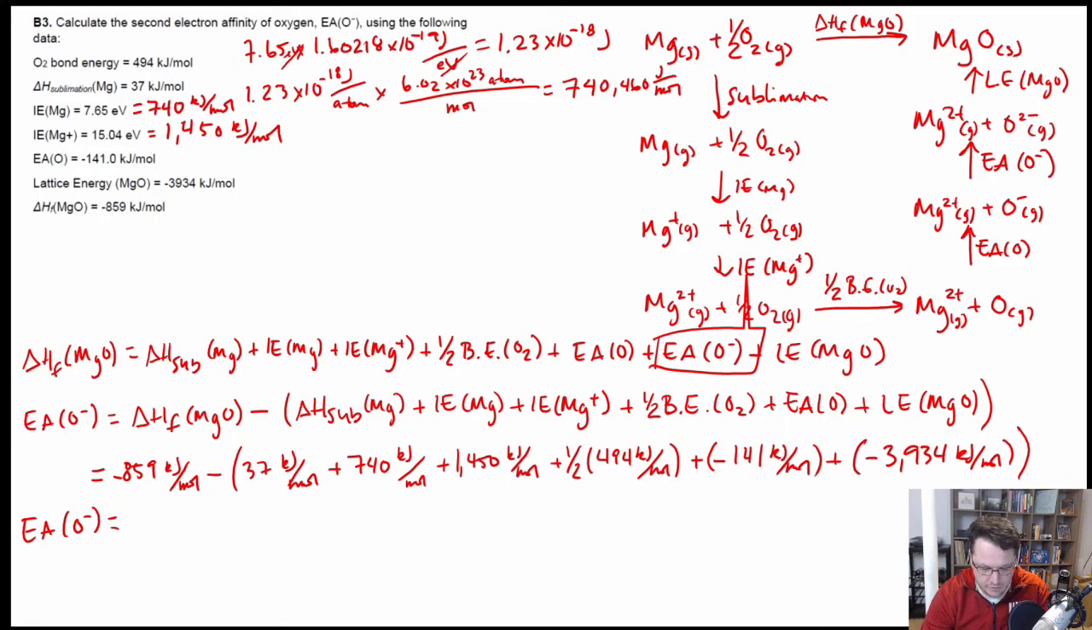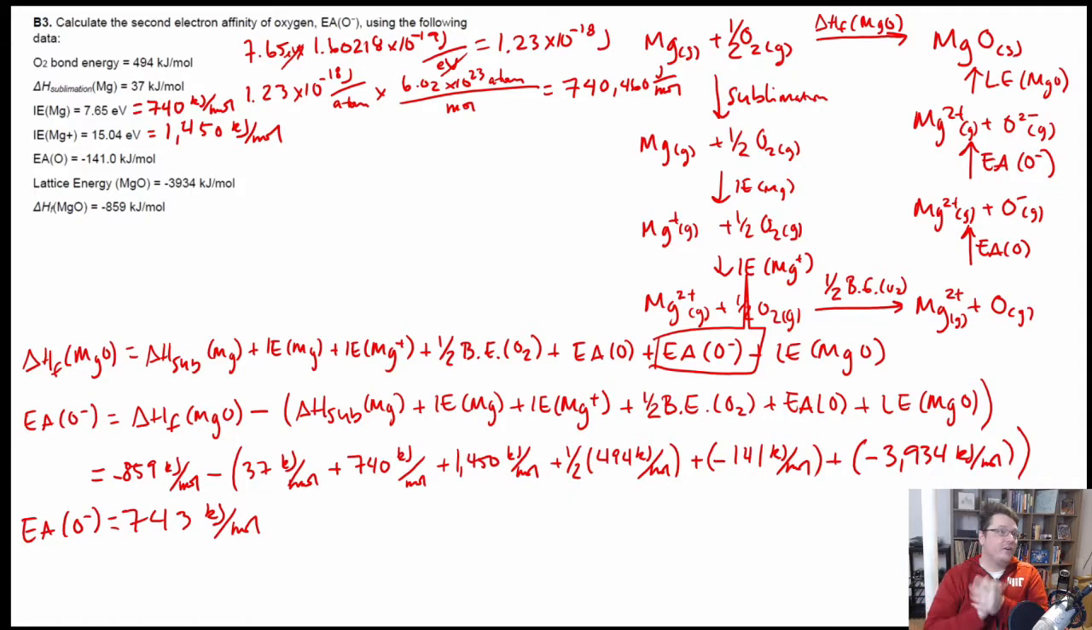So if I go back and I change that, so 3,934. And so what I get now is 743 kilojoules per mole, right? So that matches what I have in the answer key right there, right?